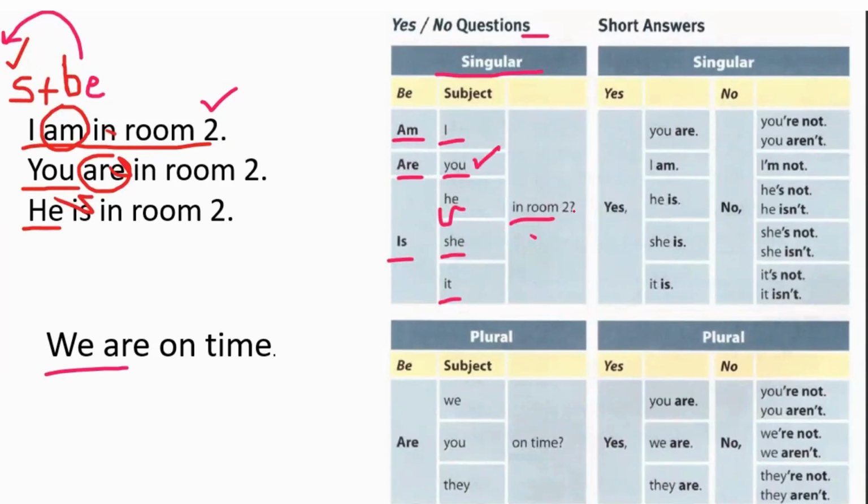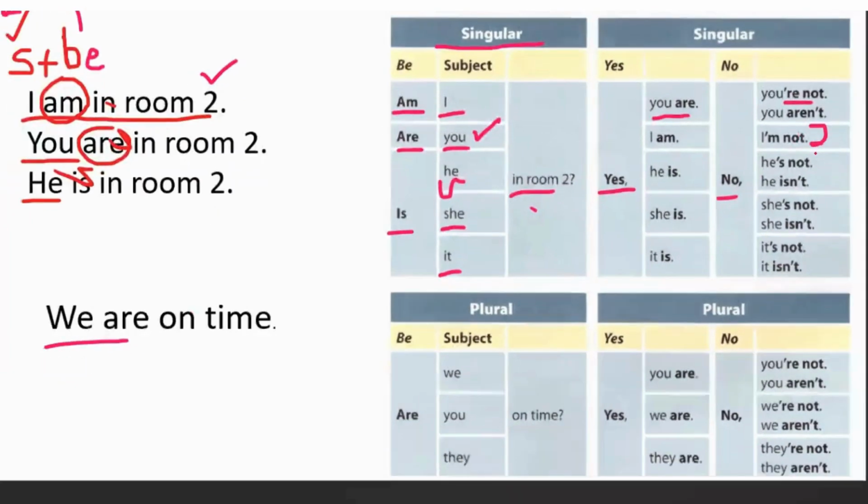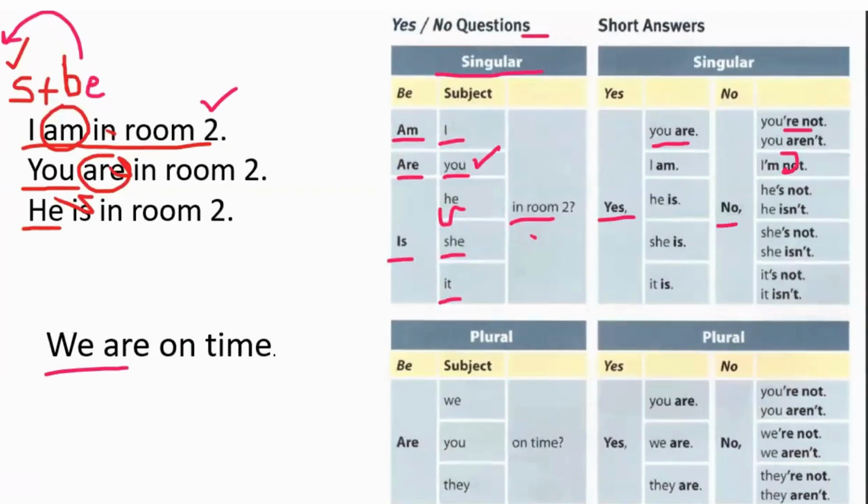Am I in room 2? Yes, you are. Or you can say, no, you're not, or you aren't. So here you can see that we have used the contraction in a different way. Here we have used the contraction of you and are, so you're not. And here we have contracted are and not together, so you aren't. You can use either way.